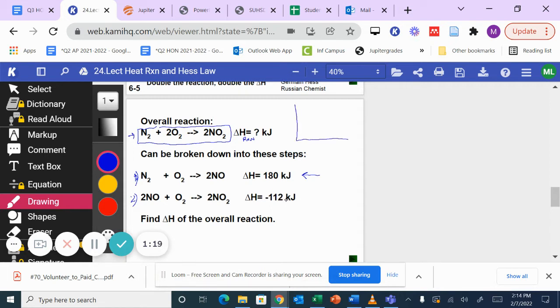If we wanted to mix N2 and O2, and turn that into NO2 right here, N2 plus O2 makes NO2, and it happened in step number 1 and another step, 2 steps, all we have to do is add those 2 delta H's, and we're going to end up with the delta H of this total reaction.